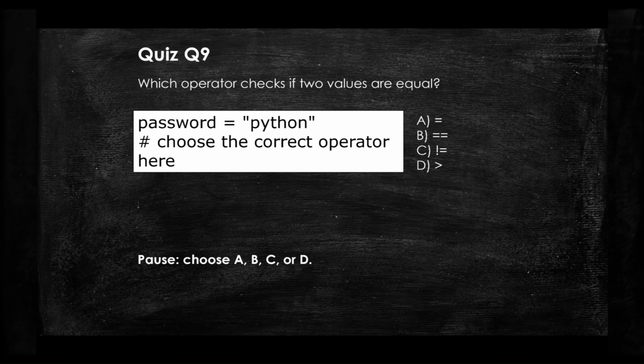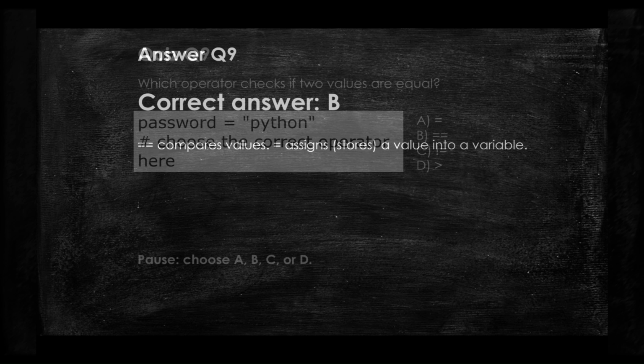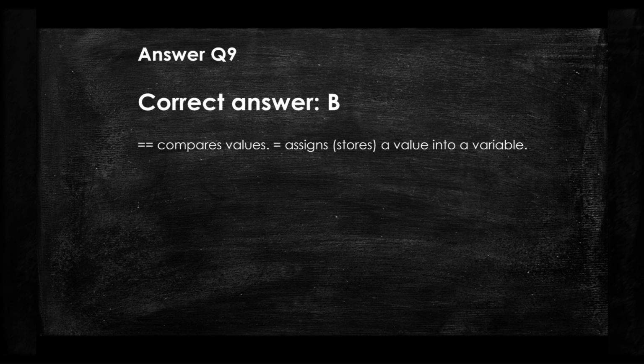Question number 9. Which operator checks if two values are equal? I'll give you a hint on this one. It's not in the code. Question 9 answer is B. Double equals compares values, single equals assigns or stores a value into a variable.